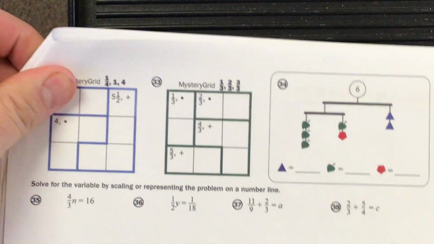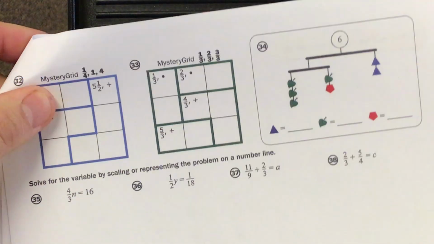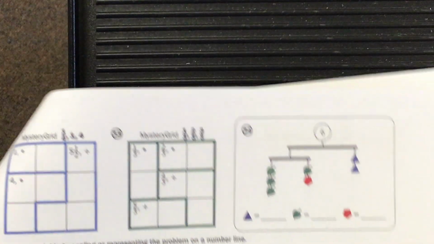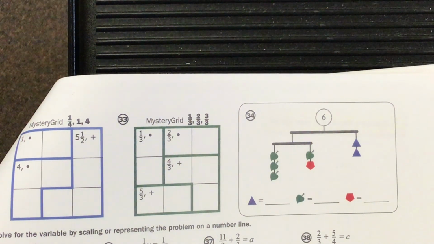All right, final page. I would like you to try that mystery grid again, the easier one, only 3 by 3. What? These are so hard. You're joking, right? I don't think he's joking. You've done a harder one already.